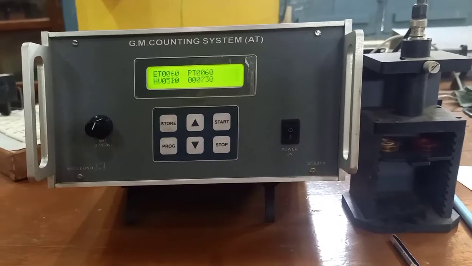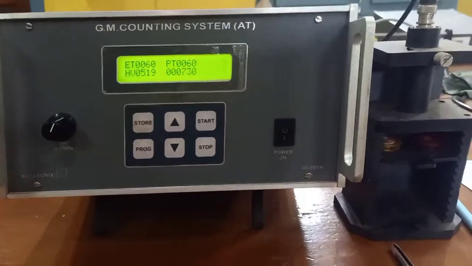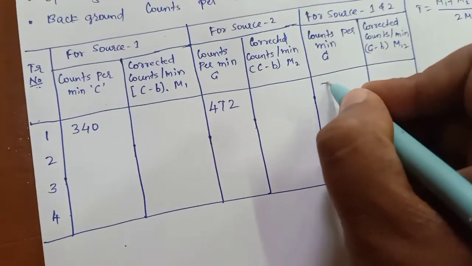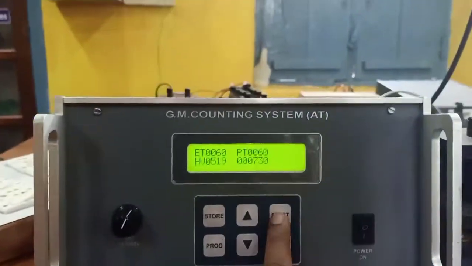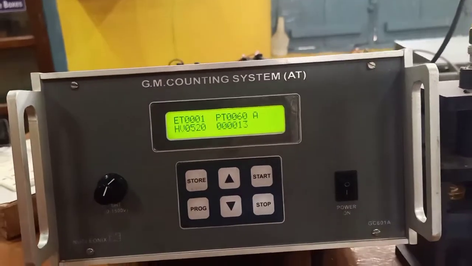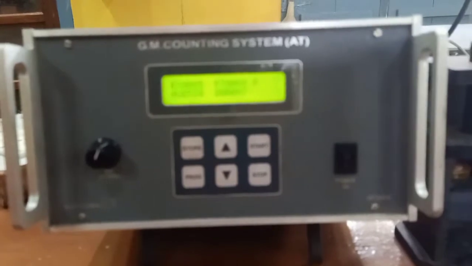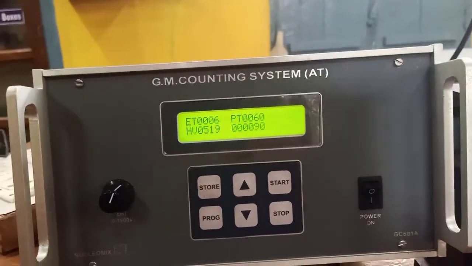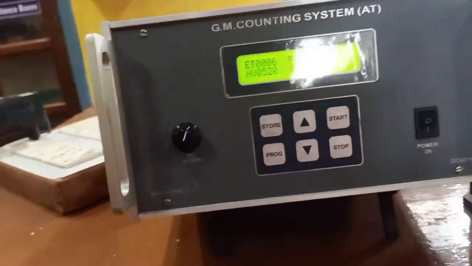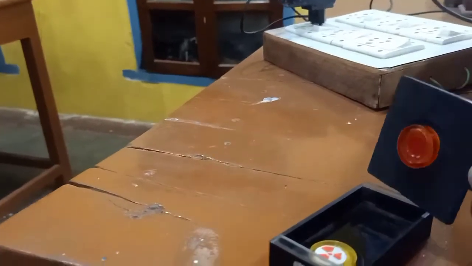Now by placing source 1 and 2, it shows 730 counts at 520 volts. Repeat it, press start, and take the readings up to 4 trials. Now, by pressing stop, we take the background counts. Place these two radioactive substances back in the radioactive kit.